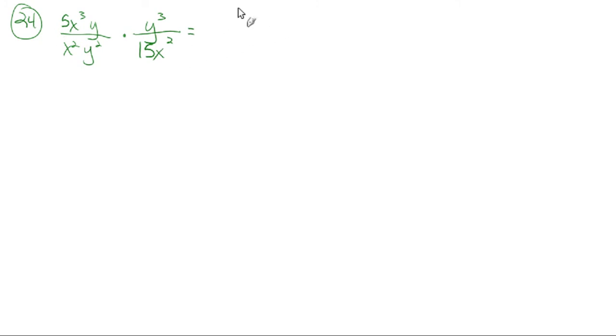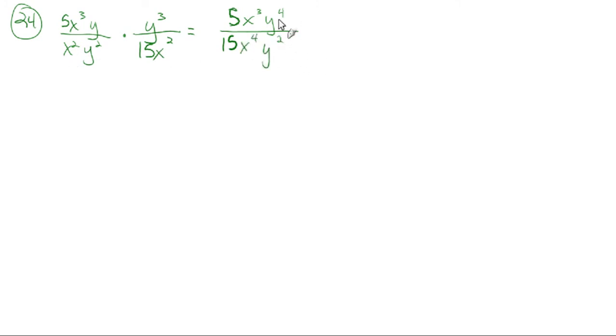We could just multiply straight across, which means we'll get 5x cubed. And now we're going to multiply y's together. We got a first and a third, so y to the fourth is the result. We add those exponents. Okay, now we get 15. I like to put the number first. We got x squared times x squared is x to the fourth, and now we have y squared.